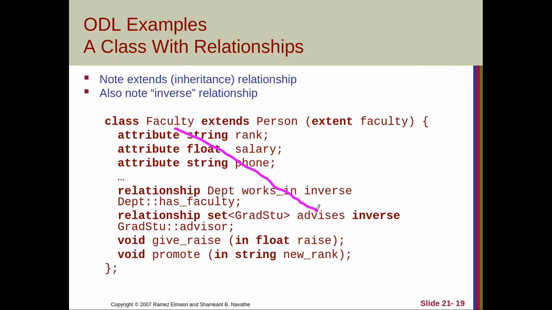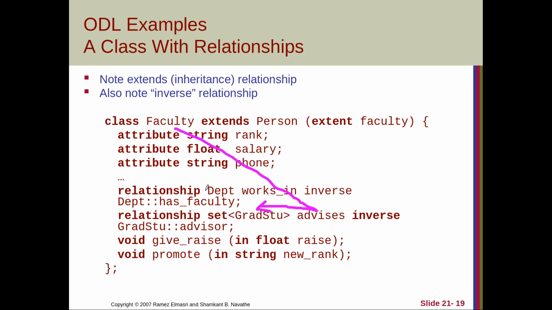Faculty advises a set of graduate students. Normally a faculty group advisor, you will be knowing group advisor. A faculty advises not only a single student, right, but a set of students. So he is advising a set of graduate students in this particular example. So that is again another relationship.